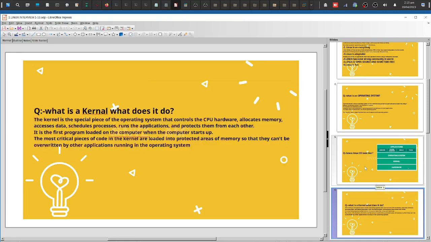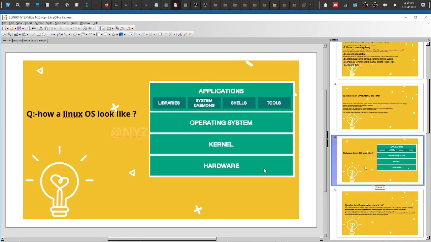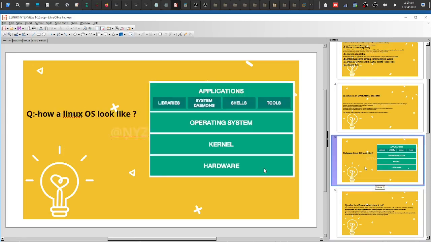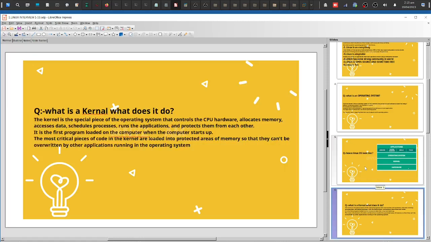Okay, as a next point, what is a kernel? As I mentioned, this is a wonderful question, like how a Linux OS looks. We want to know the layered architecture of the Linux OS. While troubleshooting, it is good to know the architecture, and we will get the architecture of Linux completely if we have a clear picture of that. And in the same way, what is a kernel? Here, the second layer on top of the hardware is the kernel. So what does this kernel do?